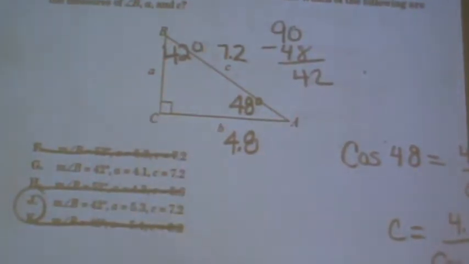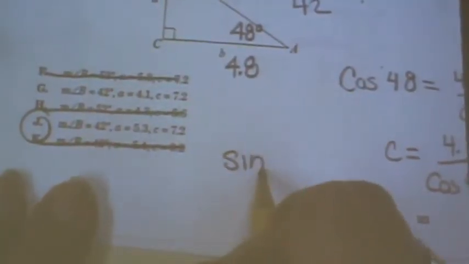You could do the Pythagorean theorem, or you could do another trig ratio. And the trig ratio would be sine. I would do sine of 48 is equal to A over 7.2 and cross multiply, and you'll get the correct answer, J.